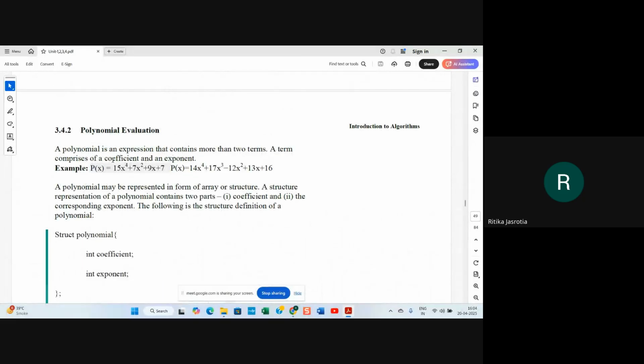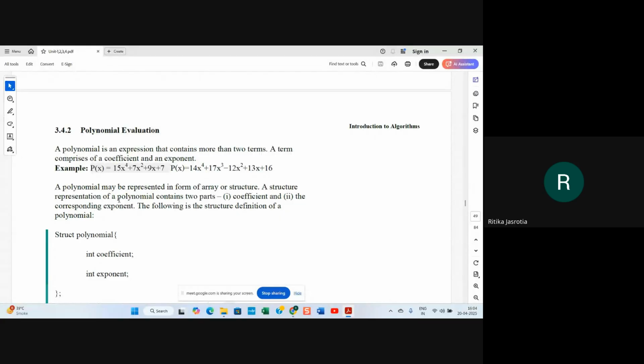Right, now they are evaluating polynomial evaluation. A polynomial is an expression that contains more than two terms. A term comprises a coefficient and an exponent. So P(x) is equal to 15x to the power 4 plus 7x to the power 2 plus 9x plus 7. Or you can say P(x) is equal to 14x to the power 4 plus 17x cube minus 12x square plus 13x plus 16.